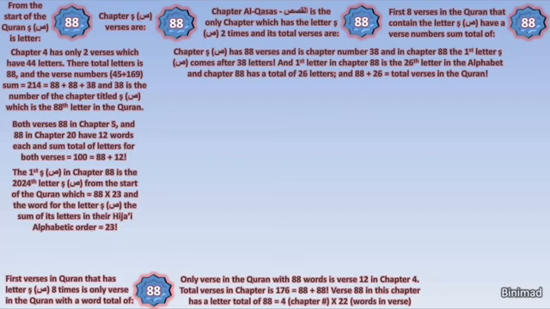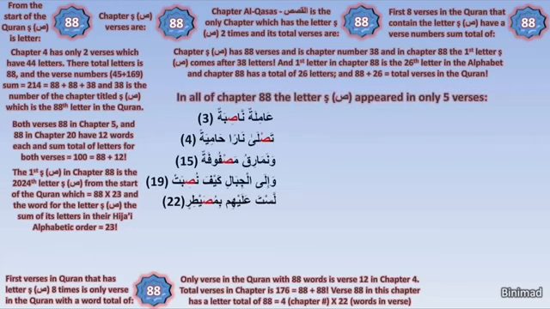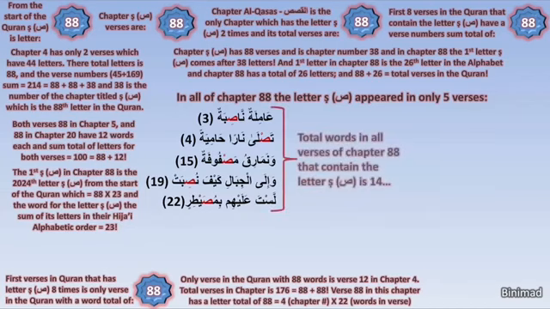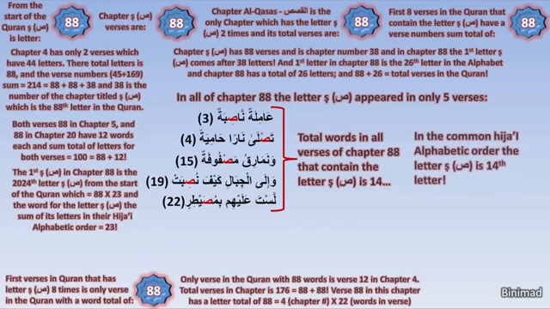But let's keep going. In the entire chapter 88, the letter Sad appeared only in these 5 verses, once in each verse. The total number of words in all the verses of chapter 88 that contain the letter Sad is 14 words. So what is 14? You may have already guessed it. The letter Sad is the 14th letter in the common Hija'i alphabetic order.